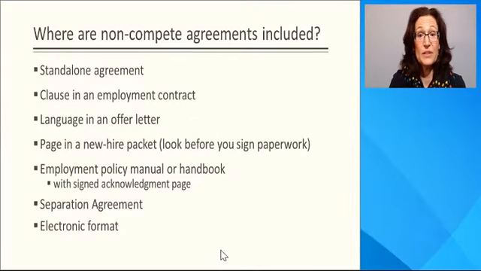So where do you find a non-compete agreement? Well, it could be a standalone agreement, or it could be joint with a non-solicitation and confidentiality agreement. It could be a clause in an employment contract, could be language in an offer letter, or it could be part of a new hire packet. So look before you sign all that paperwork. It could be in an employment policy or handbook with a signed acknowledgement page, and in a separation agreement. And some of these can be in electronic format with your electronic signature.